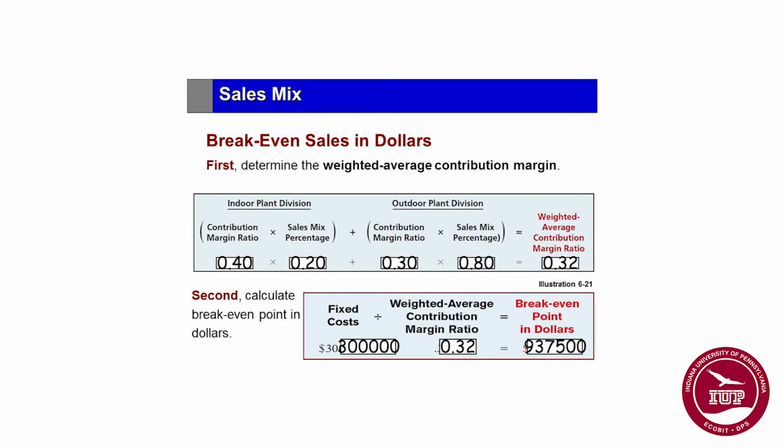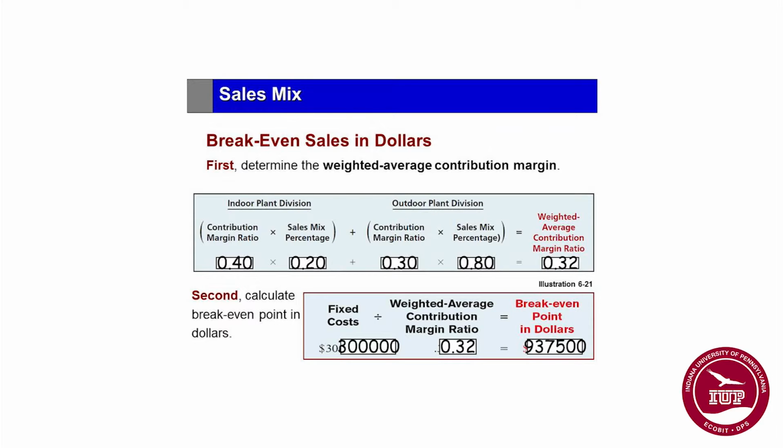So for the indoor plant division, your contribution margin ratio is 40%. Your sales mix percentage for the indoor plant is 20%. So multiply the two. You add that to the contribution margin ratio of outdoor plant at 30% and sales mix percentage of 80%, giving you a weighted contribution margin of 0.32. You take the $300,000 of fixed cost and divide by the weighted contribution margin ratio of 32%, which gives you a break-even point in dollar sales of $937,500.